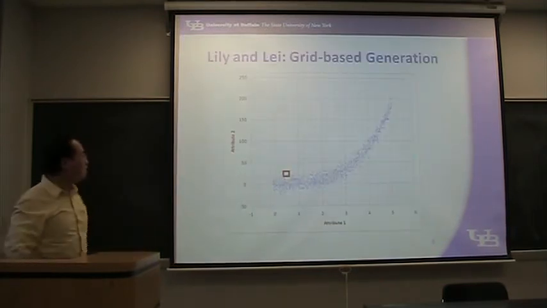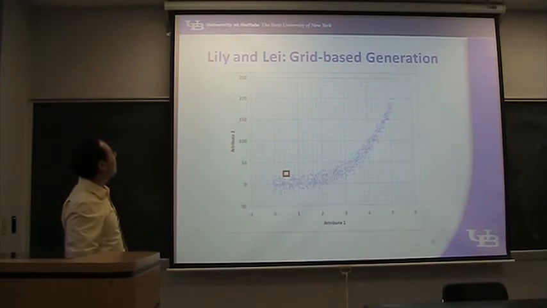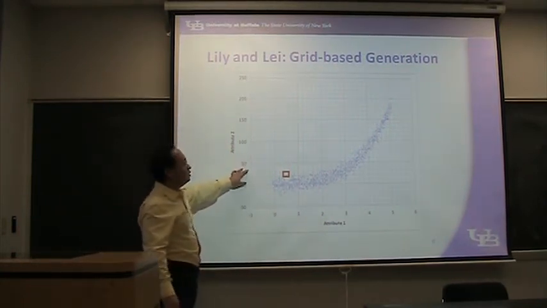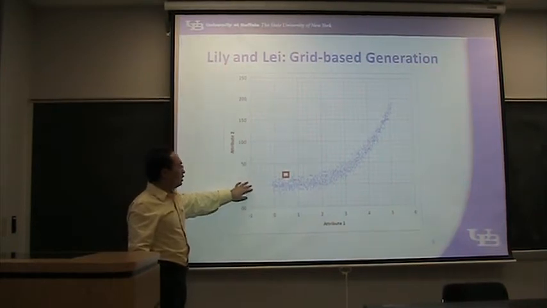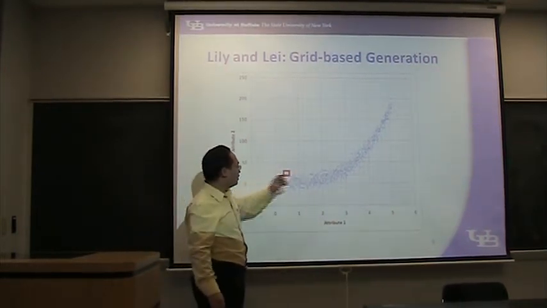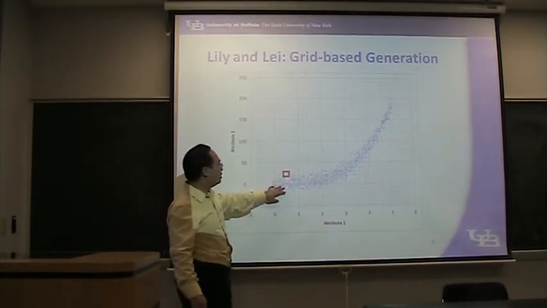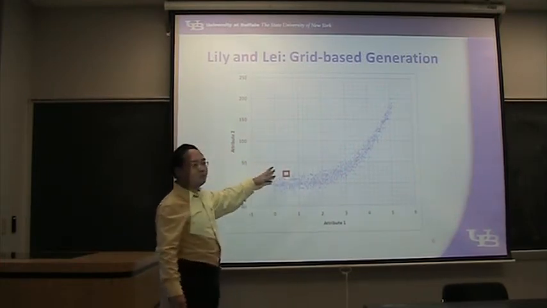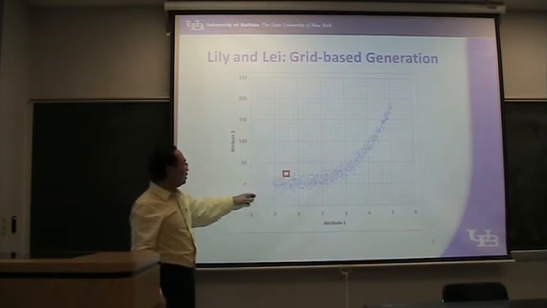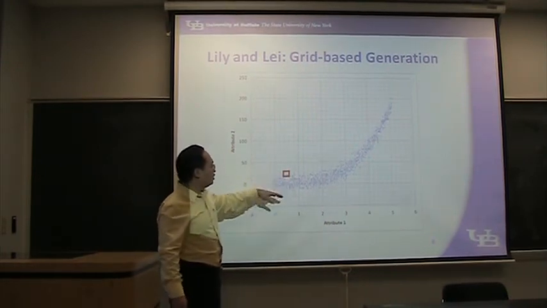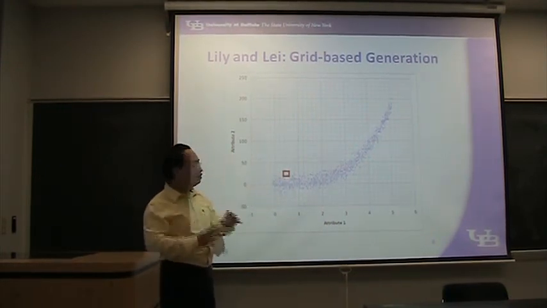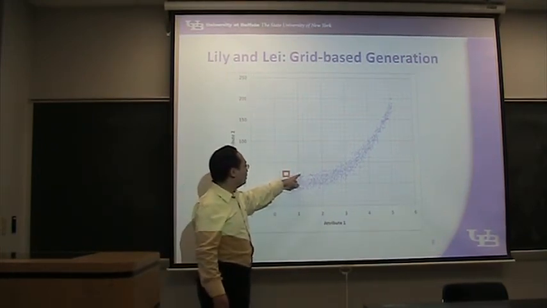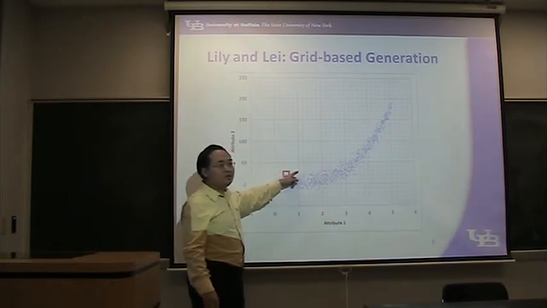And this is another method which has been presented by Lili and Lei. This is called grid-based generation. And in this way, the basic idea of this generation is to divide this whole 2D space into grid cells. For example, if I use a random number generator to pick any point here, then I can randomly create a point within this cell.